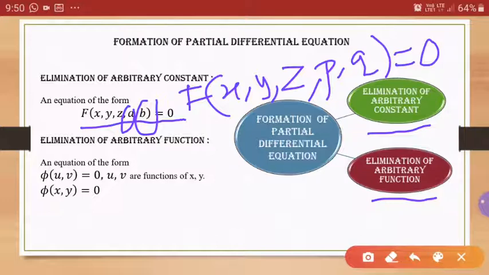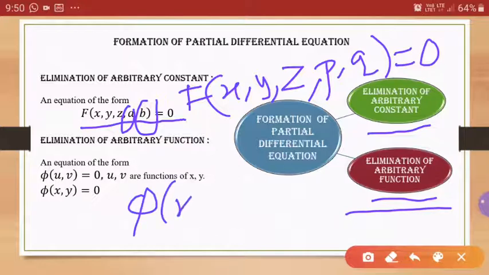Arbitrary constant means it has many values, and some constants are fixed constants, so they have fixed values. Now, elimination of arbitrary function. The second part is elimination of arbitrary function. Here there are two types of function.